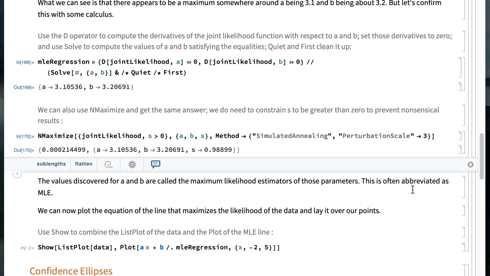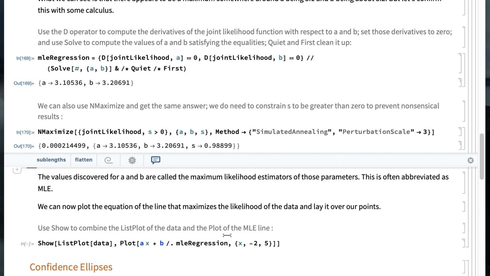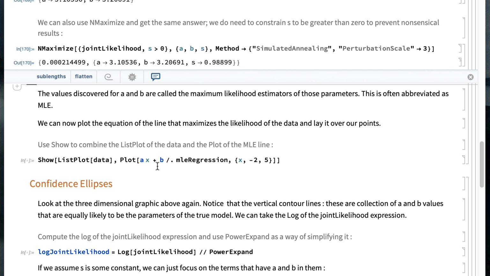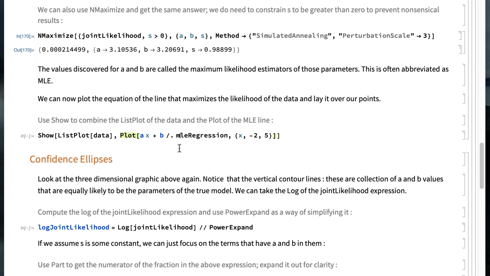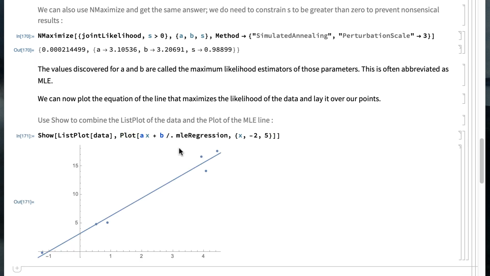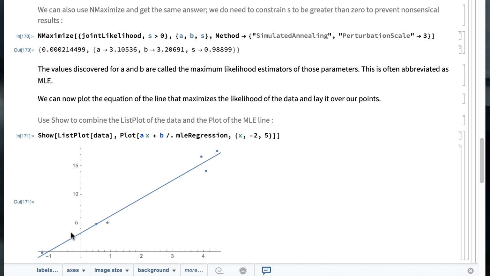Okay? So the values we just discovered for A and B are called the maximum likelihood estimators of those parameters. We found those parameters by computing a joint likelihood function and then by finding what values of A and B maximize those. And in fact, now I'm going to produce another little graphic that shows the optimal point overlaid over our data. And here's our best fit. Okay? And it looks pretty good to me. You can kind of see that it certainly seems like a reasonable fit.